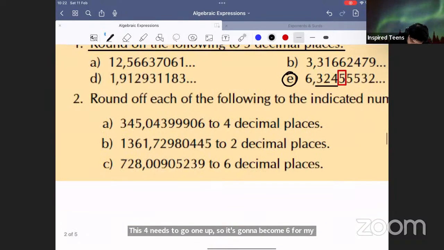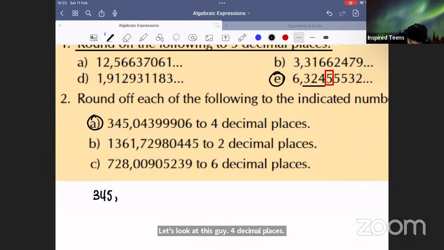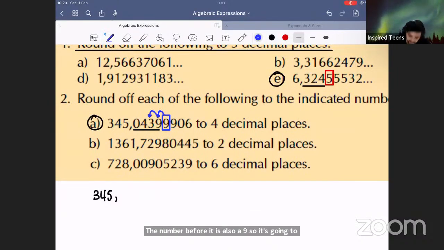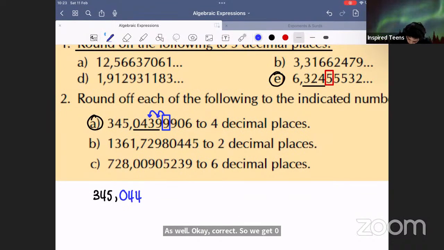Let's look at this guy. 4 decimal places, I need those ones. And this is the number I look at. Okay, so this is a 9. It's greater than 5. So this 9 is going to change the number before it. The number before it is also a 9, so it's going to change the number after as well. Correct. So we get 0, 4, 4. Because they said 4 decimal places, this 9 became a 0, so we need to put it as a 0. Very good. I'm glad that all of you put the 0.